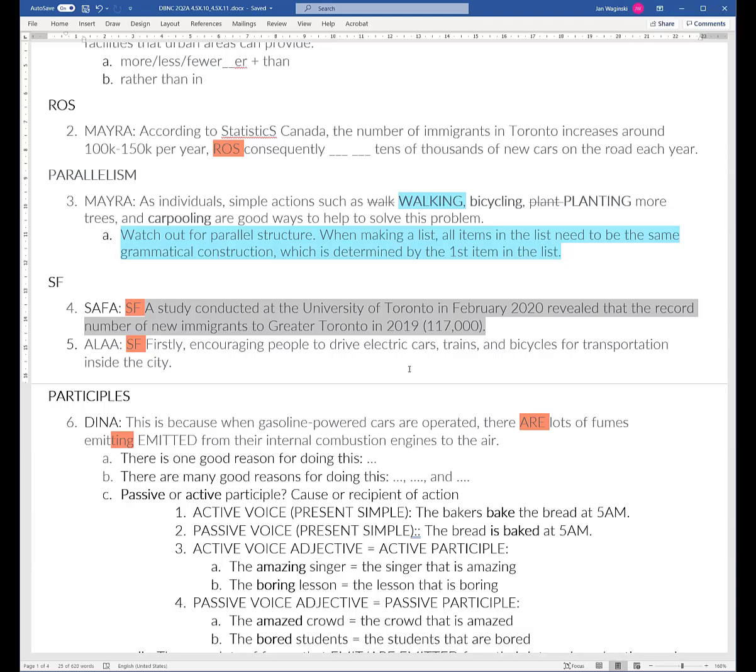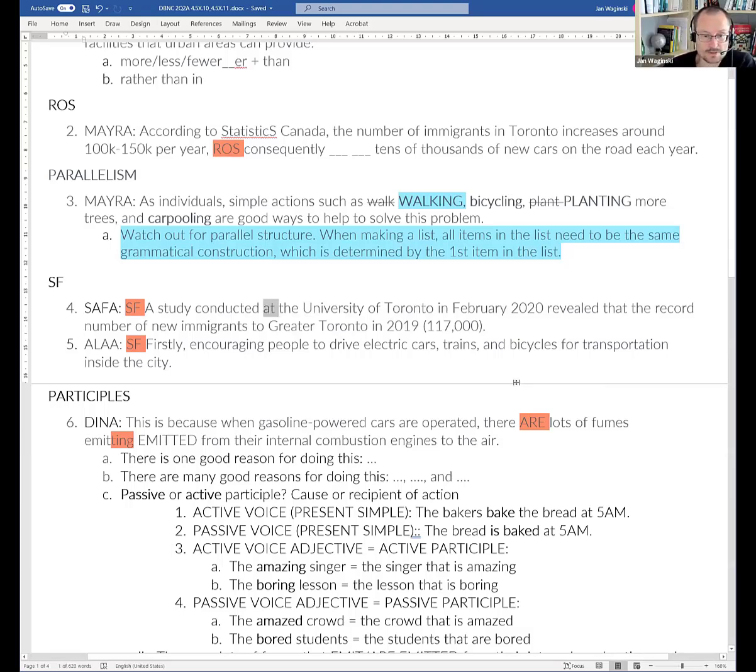Okay, a study conducted at the University of Toronto in February. Should I put by instead of at, like a study conducted by the University of Toronto? Yeah, it changes the meaning a little bit. We can change it, but that's not going to fix the problem.